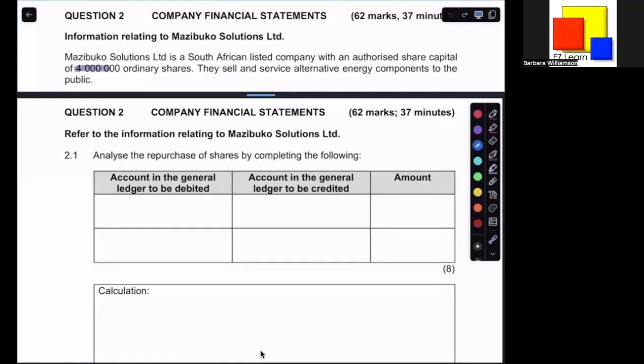It's always a good idea to highlight what your authorized share capital is because you never know when you might need it and you want it to be easy to refer back to. They sell and service alternative energy components to the public. Also a good idea to make a note of what you actually do.